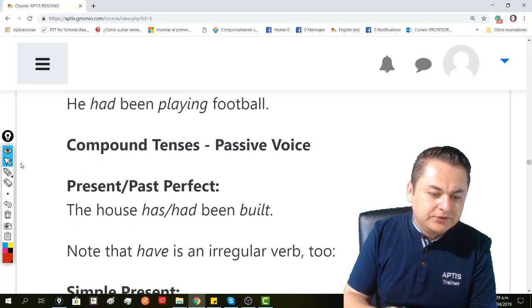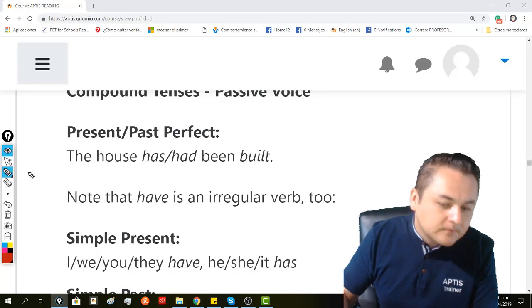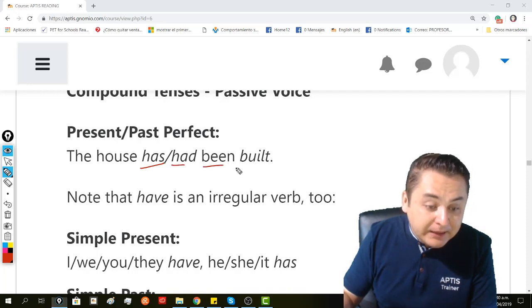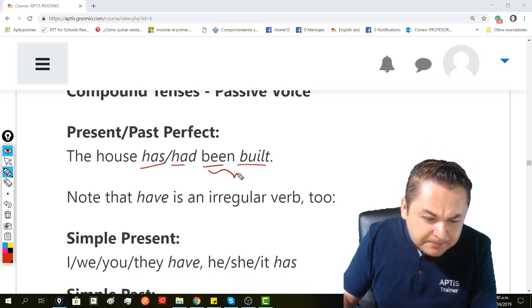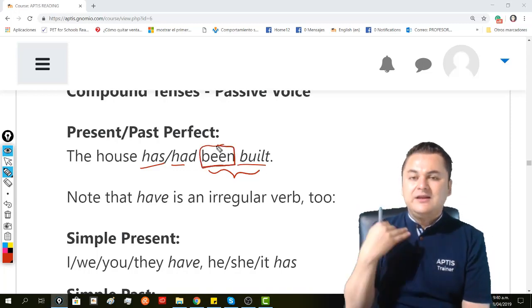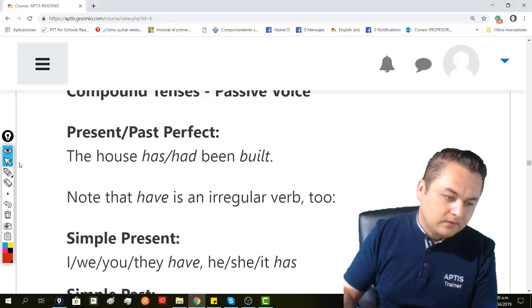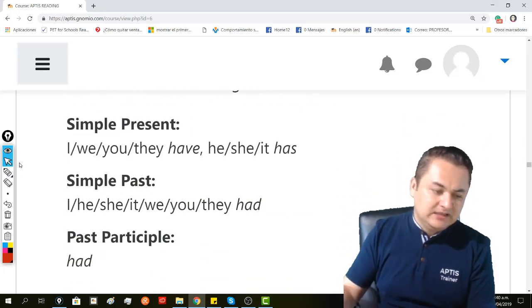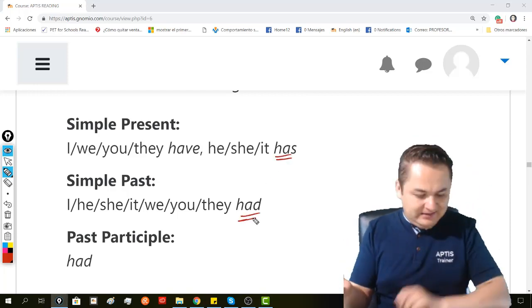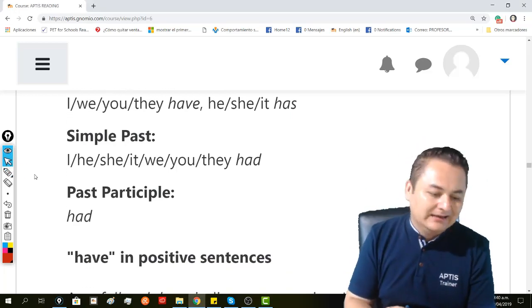Then we are going to talk about the verb to have in the passive voice. So it would be like the house has been built. I am using the verb to be here, but this verb to be is in the third column, meaning it is in its past participle form. You want to remember the way the verb to have is conjugated: has and had, something you know, and with its past participle is had.